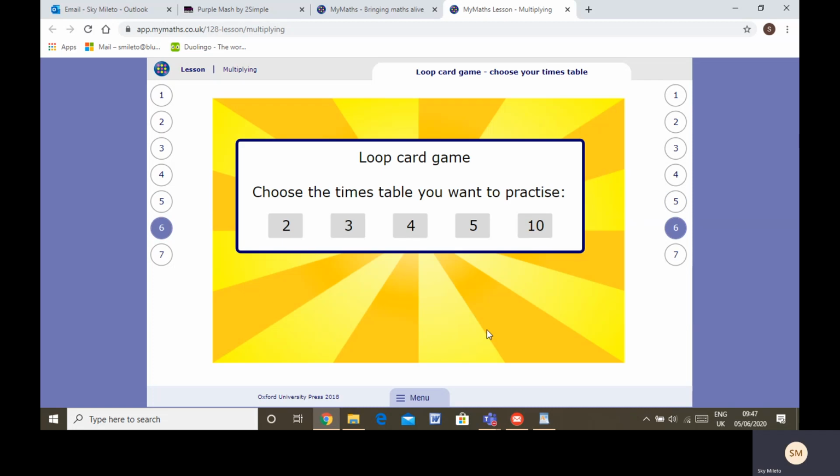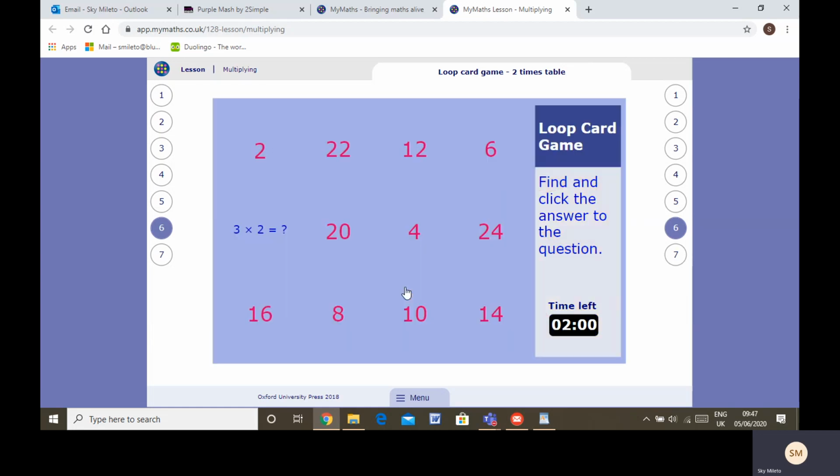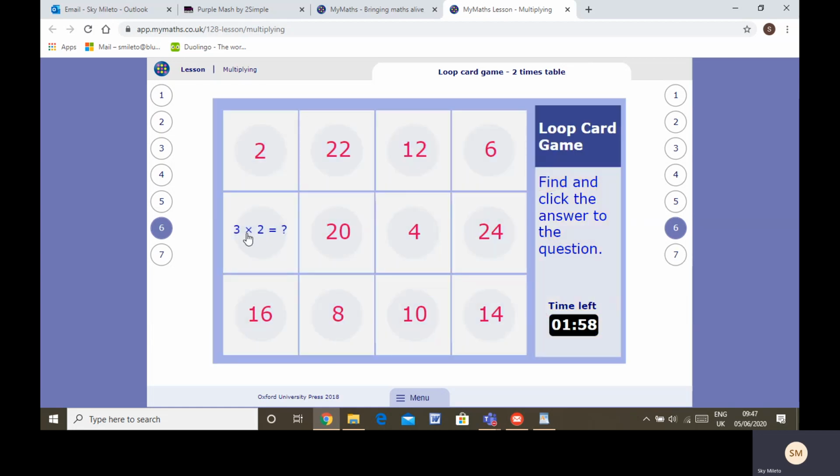So, you can also play this game. It's a game where you can try your 2 times table, 3 times table, 4 times table, 5 times table, or 10 times table. You can try any of these times tables to have a go. I'll show you one example. Okay, so loop card game, click on the answer to reveal part of the picture. So you can find a picture by doing the game. Okay, so 3 times 2, remember you've got a timer, 3 times 2 is 6, so I click on 6.